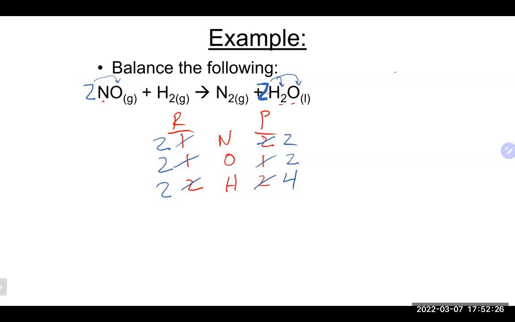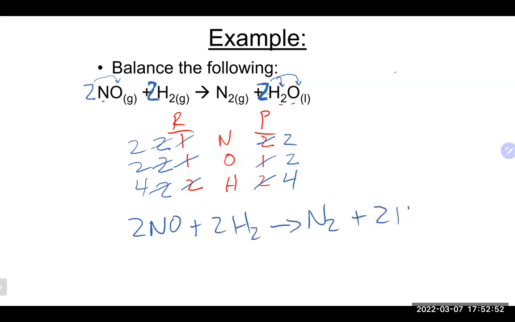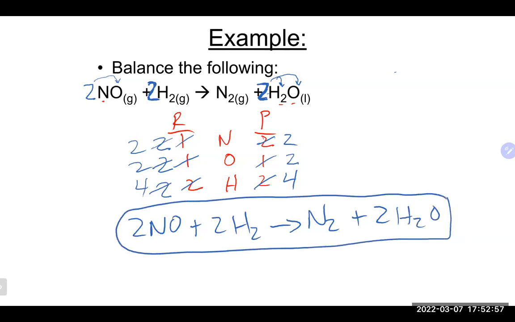So we want to go back to the left-hand side here, and we basically want to add a 2 there as well. That's going to give us 2 nitrogens, 2 oxygens, and 2 times 2, which is 4 hydrogens. This represents the balanced equation, and I'll just rewrite it down here. We have all whole numbers. We have the simplest set of whole numbers. We have the exact same number of elements on each side. Any questions on those steps?